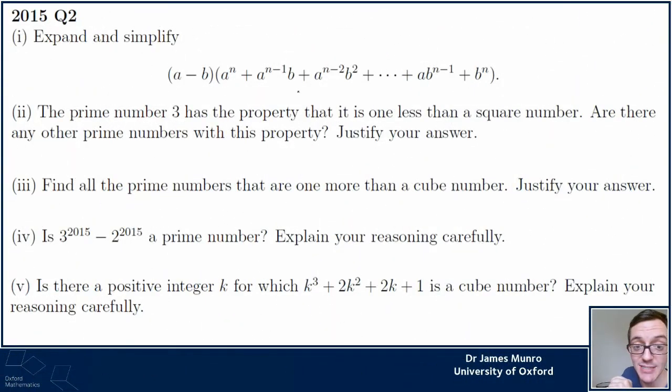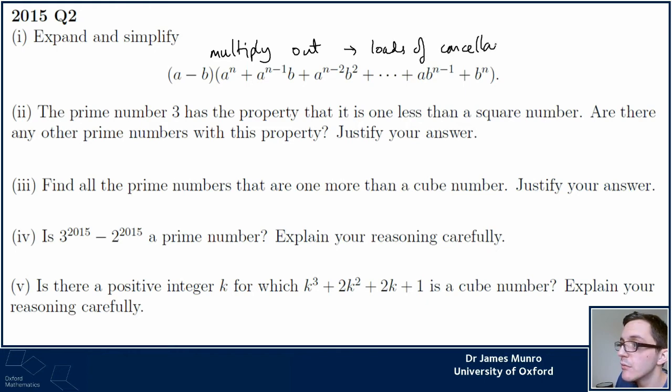So when you expand and simplify this, I'd go through and multiply out. That'll be my approach to this. If I multiply out all of these terms, and I do it quite systematically, there's loads of cancellation. And you end up with a to the n plus 1 minus b to the n plus 1.